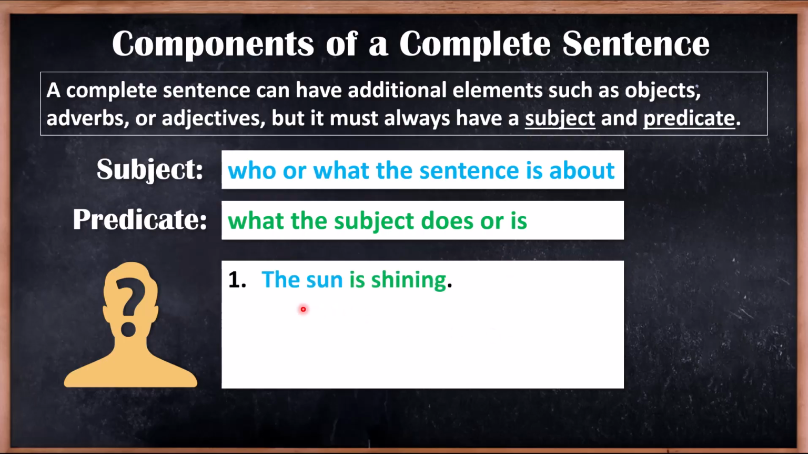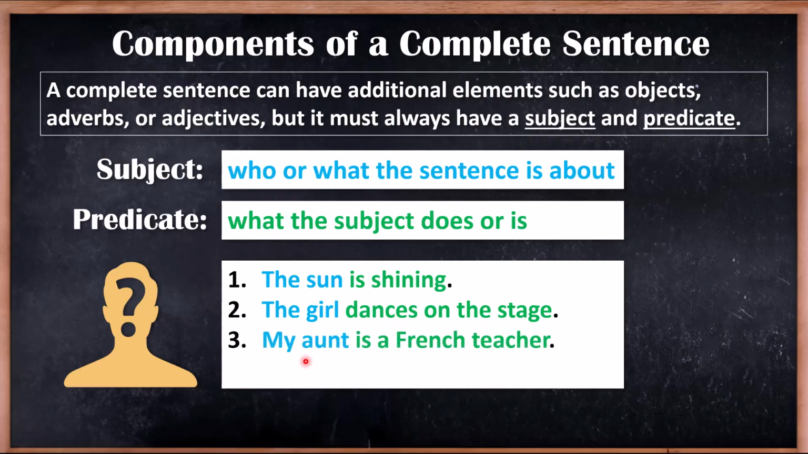For example, "The sun is shining." The subject, the sun; the predicate, is shining. "The girl dances on the stage." The girl is the subject. Dances on the stage is the predicate. "My aunt is a French teacher." "Bill and Ben are good students." All of these are complete sentences.